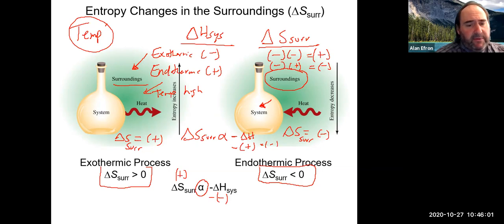So the temperature of the surroundings does make a big difference in terms of whether or not you would see that difference. But if it's normal temperature conditions, we do see this effect occur: the delta S of the surroundings will be the opposite sign of the delta H of the reaction.